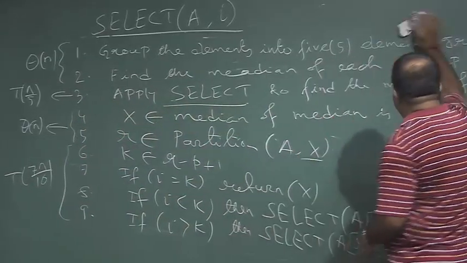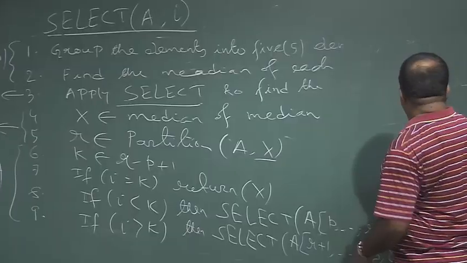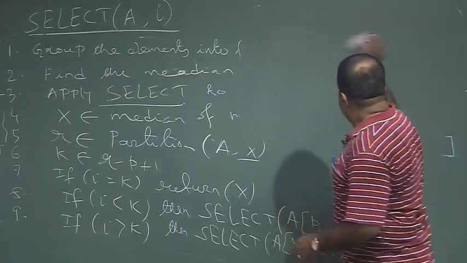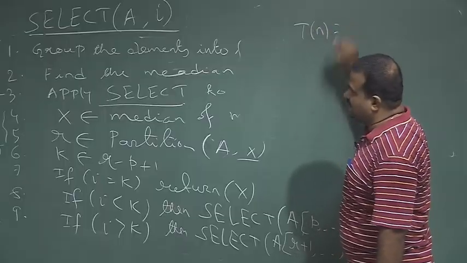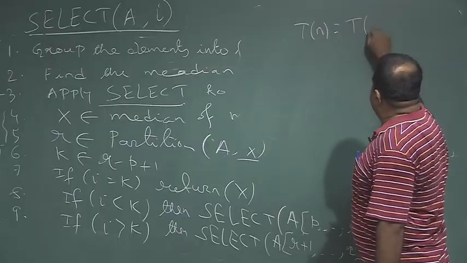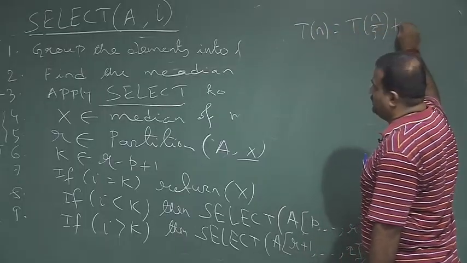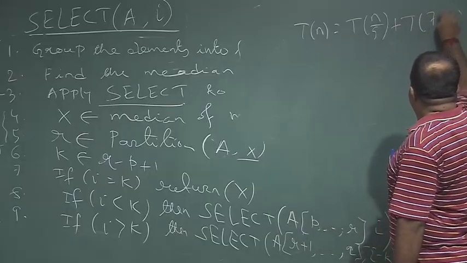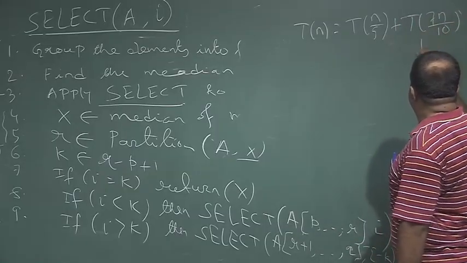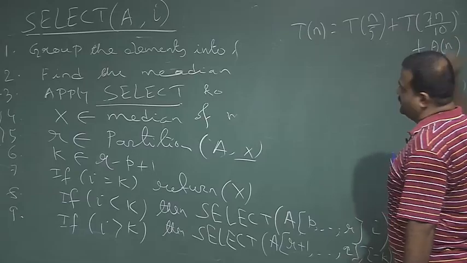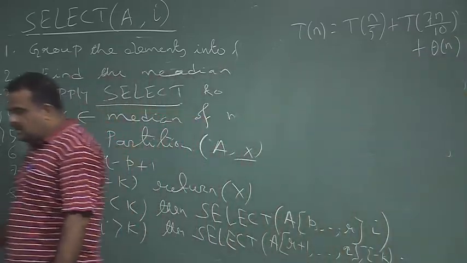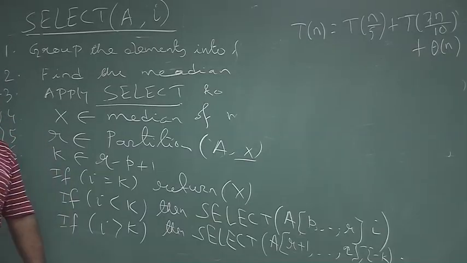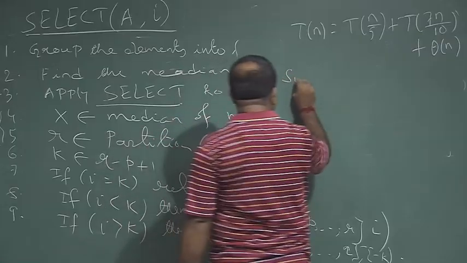So, the total runtime is the sum of all this. T n is basically T of n by 5 plus T of 7 n by 10 plus theta of n. Now, this is the recurrence of this code. Now, how to solve this recurrence? We can use the recursion tree to get the solution, or we can use the substitution method.